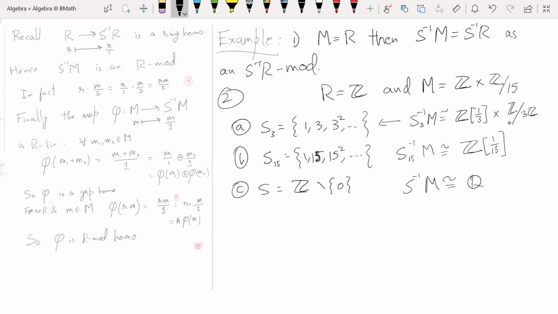Maybe we'll see the first one and then take a break and then do the second and third one. The first one is the most complicated one, because we're inverting something but not inverting everything. So let's see why that is true.